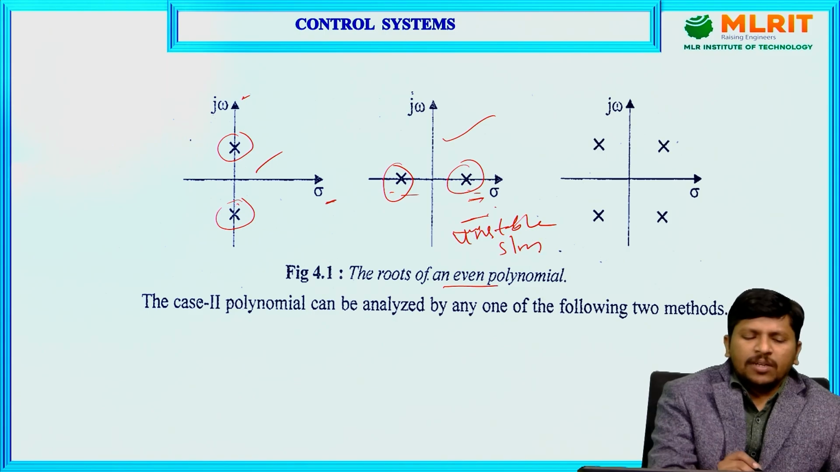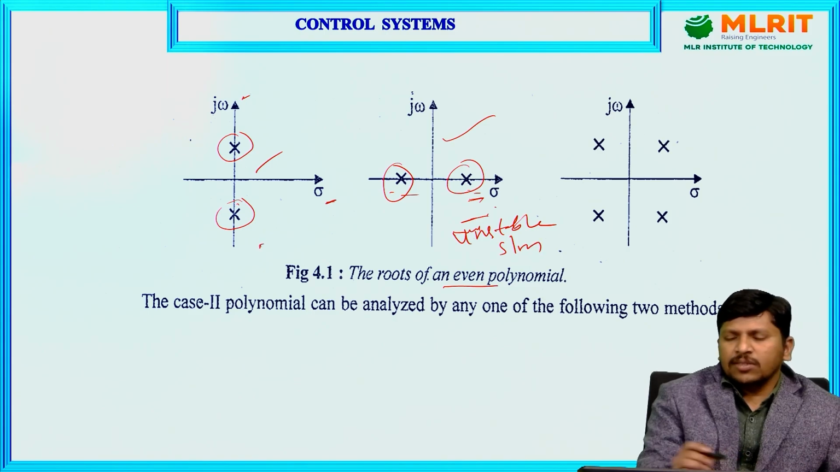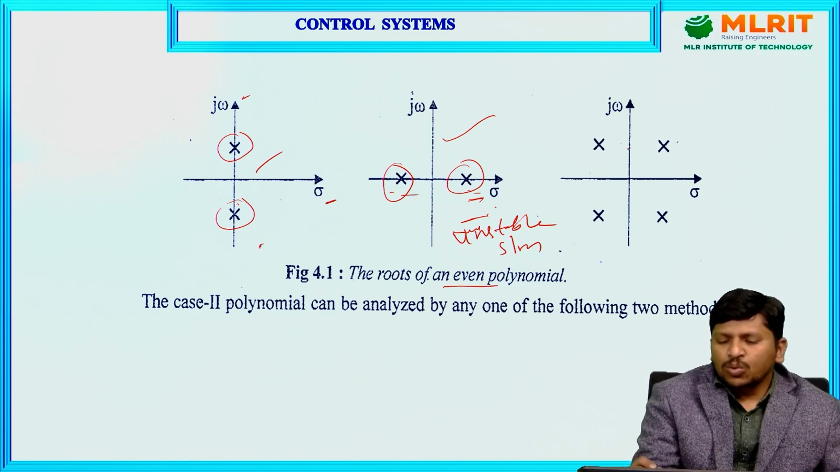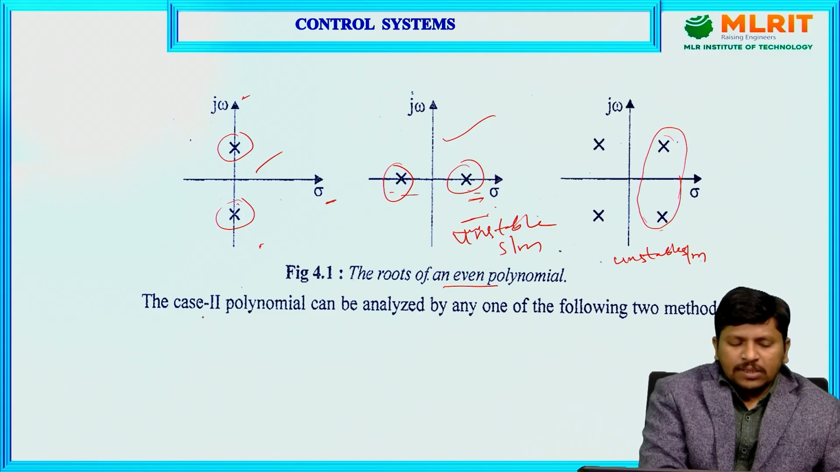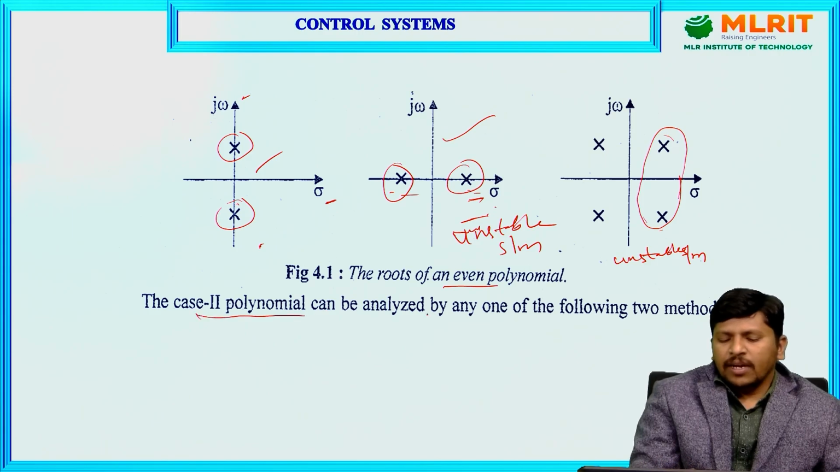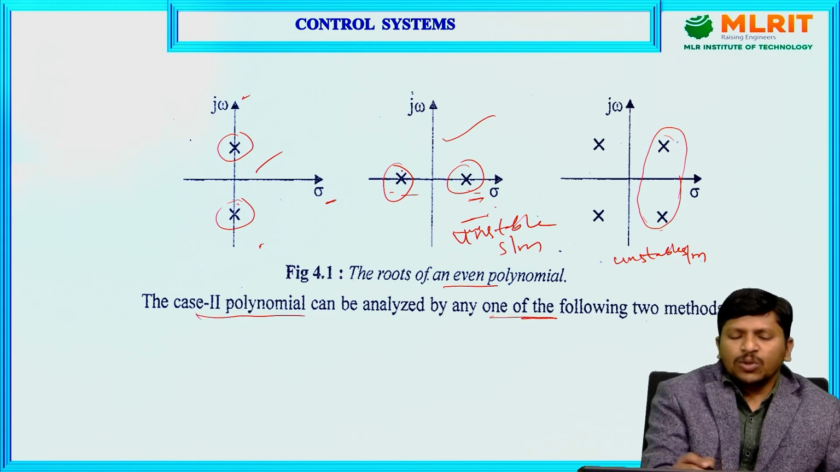Unstable system. Here this one is the marginally stable system. Here, see, two roots are again in the right half of the S plane. So right half of the S plane, so this system is also an unstable system. Unstable system. So this is the case 2 polynomial, which can be analyzed by one of the following two methods.